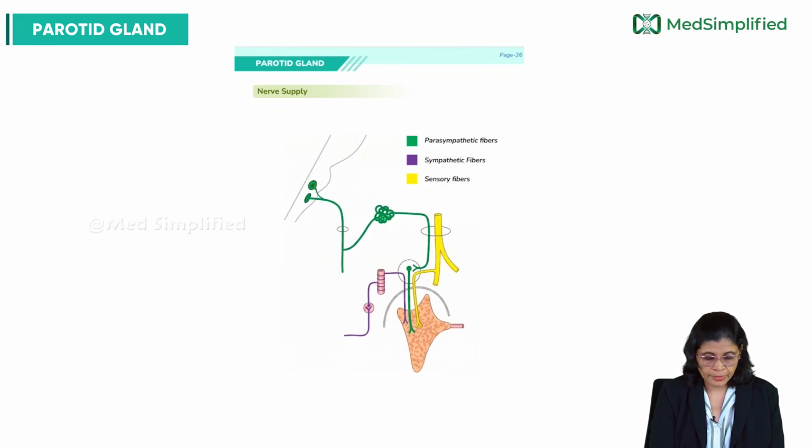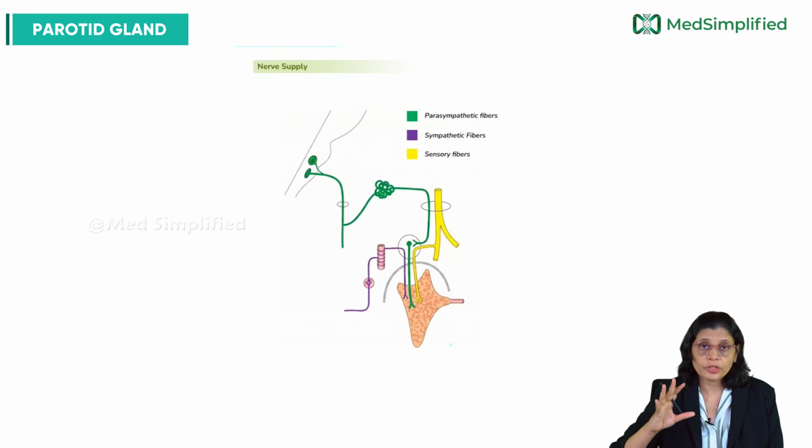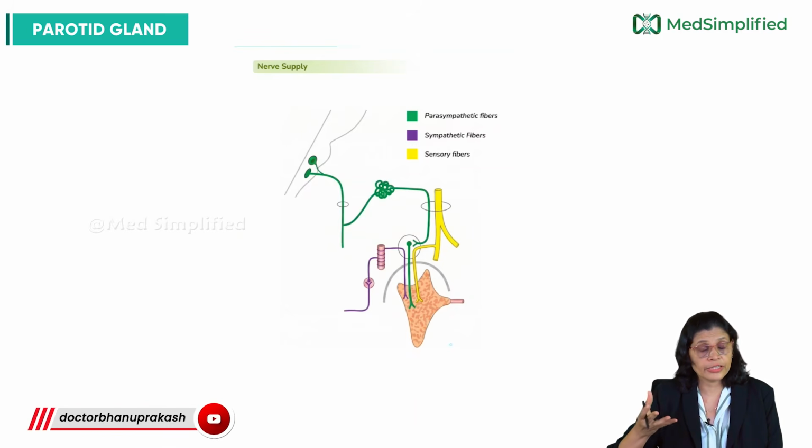So coming to the nerve supply of the gland. The parotid gland is supplied by the parasympathetic, the sympathetic and the sensory fibers. The parasympathetic is mainly secretomotor, the sympathetic is vasomotor, and parasympathetic stimulation produces thin watery secretions, whereas the sympathetic will produce thick secretion. And the sensory fibers are supplied by the auriculotemporal nerve and the great auricular nerve, so they will supply the skin over that region as well as the sweat glands.